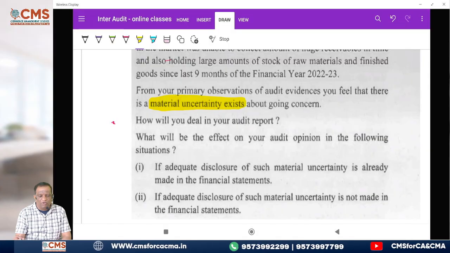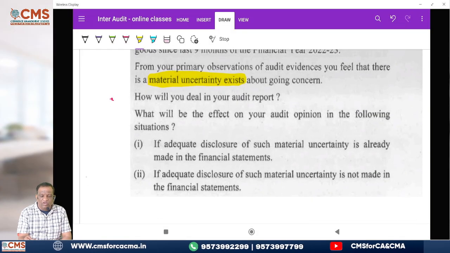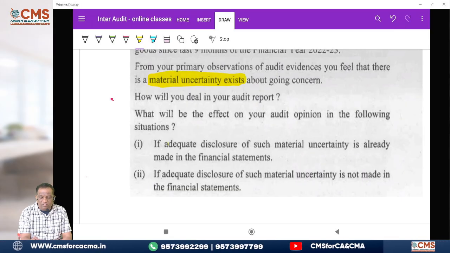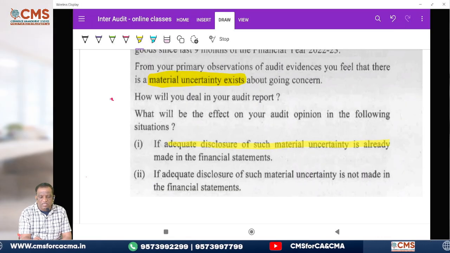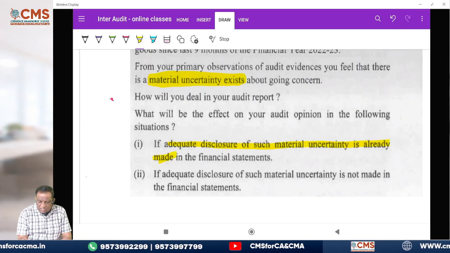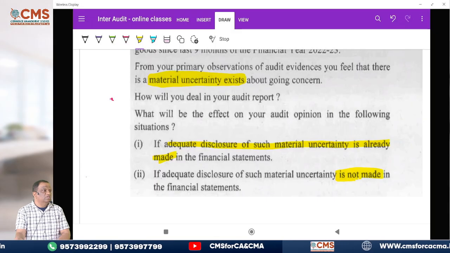So, once you have a broad vision, then look at the question he is asking. How will you deal with the report? What will be the effect on your audit opinion in the following scenarios? If adequate disclosure of uncertainty is already made, emphasis. If that disclosure is not made, modified report. That's all. So, this is how you get it.